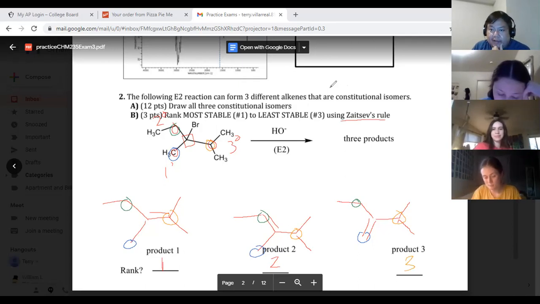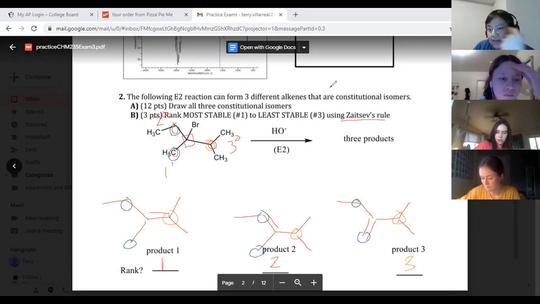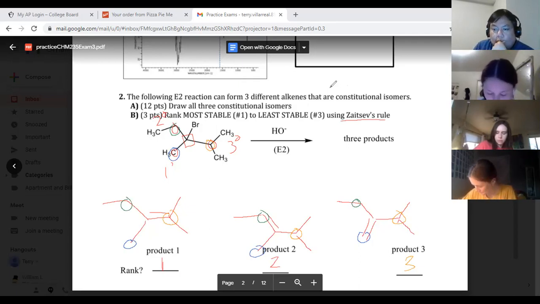If you have the option of making a cis double bond or trans double bond, Mags, which one is more stable? Trans. Yep. If you can make a trans double bond and a cis, the trans will always be the more stable one. Questions from you, Morgan or Gwen? No, I'm good. Okay, cool.